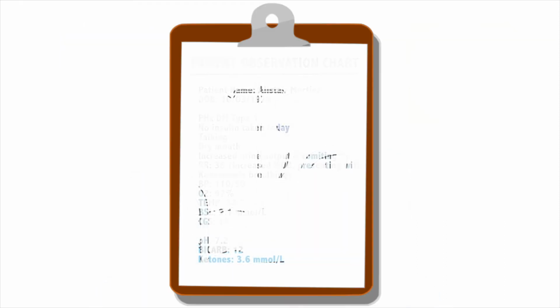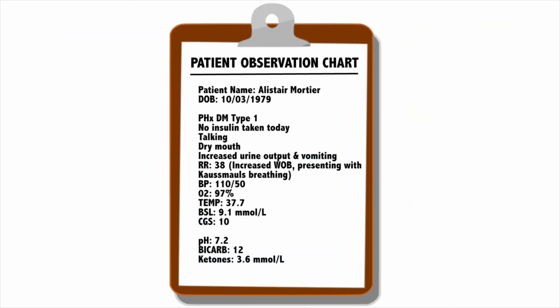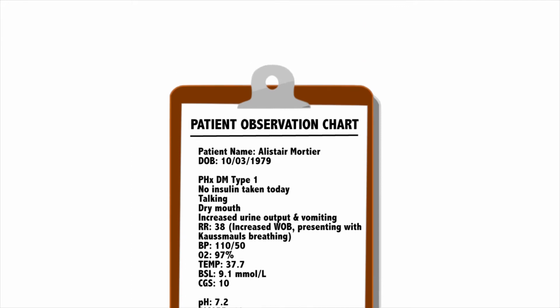insulin for the day. Upon taking some further observations of the patient, Alistair's respiratory rate was at 38, his blood pressure reading was 110/50, his oxygen saturation levels were at 97%, he had a temperature of 37.7 degrees, he had a high blood sugar level reading of 9.1 millimoles per litre, his pH levels were at 7.2, his bicarb at 12, and his ketones measured at 3.6 millimoles per litre.